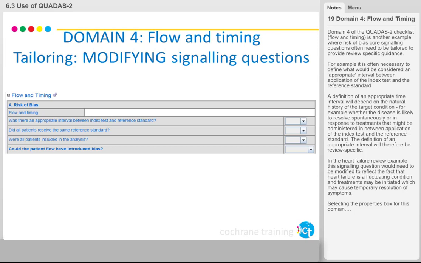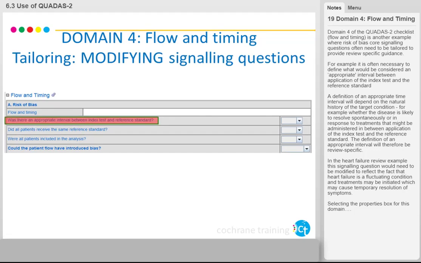Domain 4 of the QUADAS-2 checklist, Flow and Timing, is another example of a domain where risk of bias core signalling questions often need to be tailored to provide review-specific guidance. For example, it is often necessary to define what would be considered an appropriate interval between application of the index test and the reference standard.